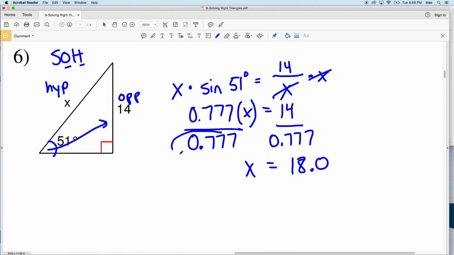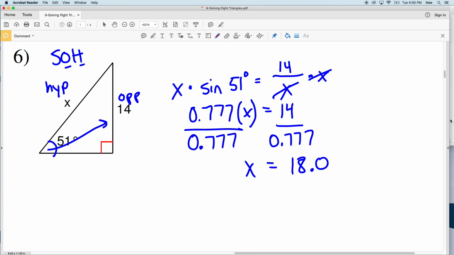And just remember, the more decimal places you use, the more accurate you'll get. So if I was to round this to 0.78, when I divide 14 by 0.78, I would get 17.94, which would round to 17.9. And if I was to round that to 0.77, I would get 18.1. So the more decimal places you go, the more accurate your answer will be.